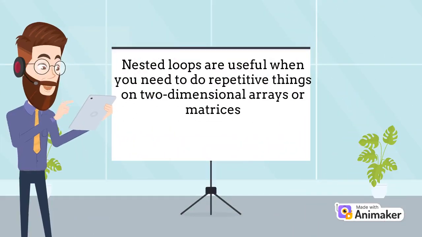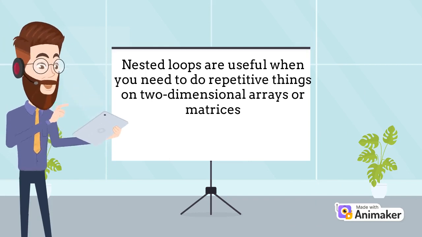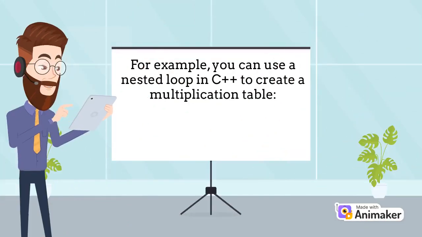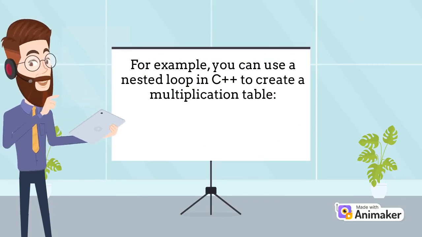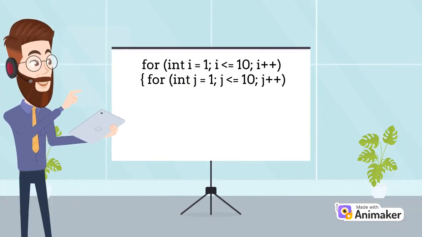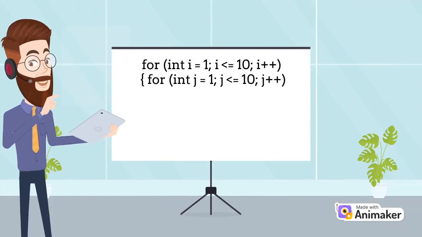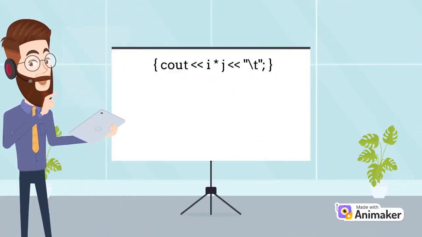Nested loops are useful when you need to do repetitive things on two-dimensional arrays or matrices. For example, you can use a nested loop in C++ to create a multiplication table. The outer loop runs from 1 to 10, and for every time it runs, the inner loop also runs from 1 to 10. Now let's multiply i and j and print it on screen using cout.